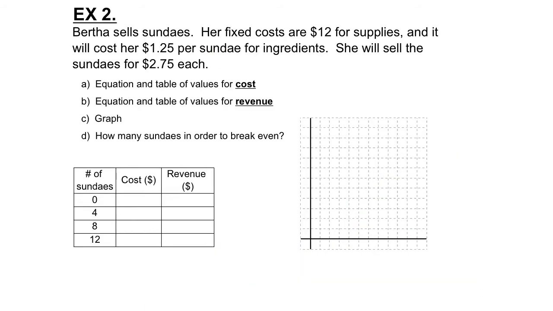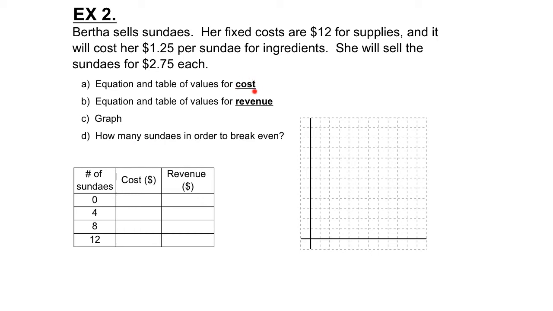So the next example is Bertha sells sundaes. Her fixed costs are $12 for supplies, and it will cost her $1.25 per sundae for ingredients. She will sell the sundaes for $2.75 each. So we're going to have an equation and a table of values for the cost, an equation and table of values for revenue. That's how much money she's bringing in from her sales. We're going to put them both on a graph, and then we're going to figure out how many sundaes it would take in order to break even.